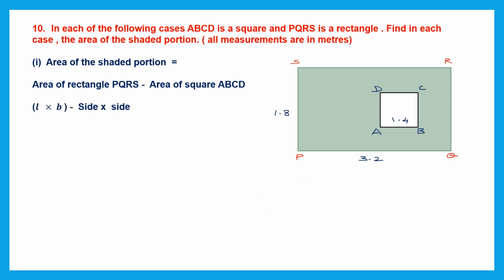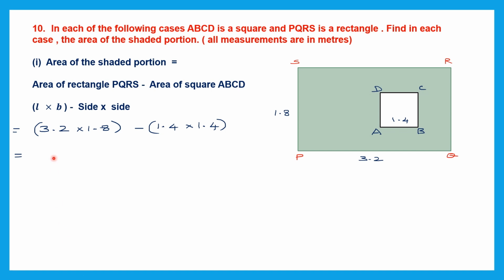So let's do that. So length into breadth minus side into side. So length into breadth. Length is 3.2 meters. So let's keep that meters in mind. And breadth is 1.8. So this we have to first find the area of the rectangle PQRS minus the area of the square, and that is side into side, that is 1.4 into 1.4. So this we just have to simplify. We have to multiply 3.2 into 1.8.